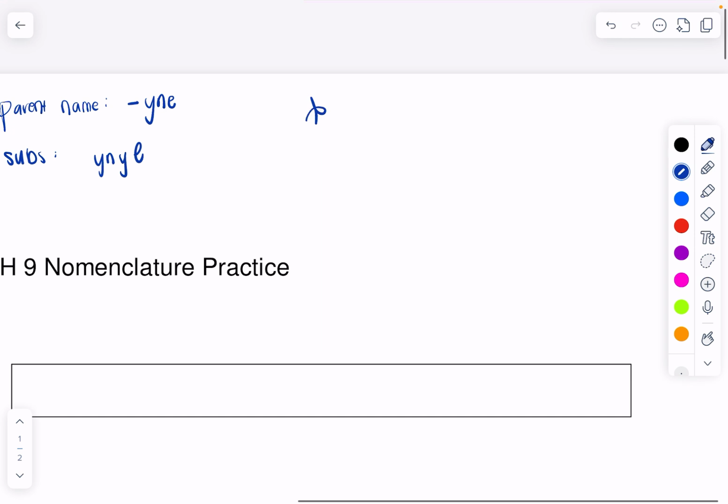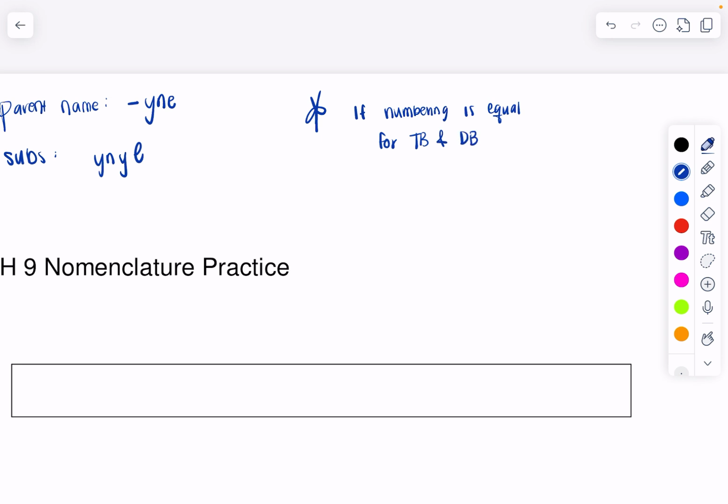The other thing, if the numbering is equal for the triple bond and double bond, then you want the double bond to be priority. Otherwise, the triple bond is now more major.